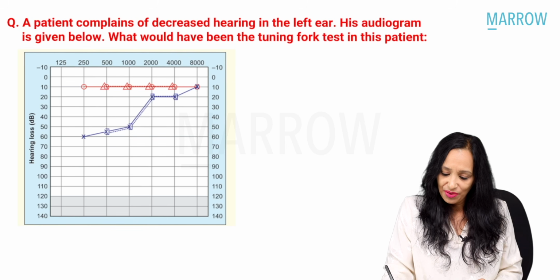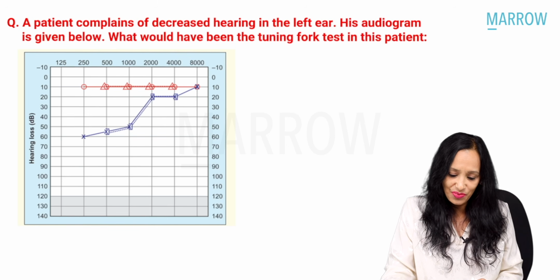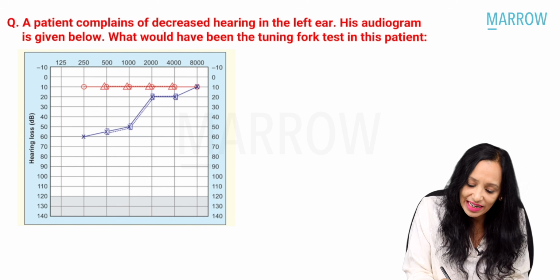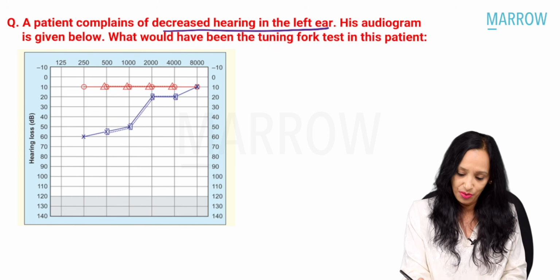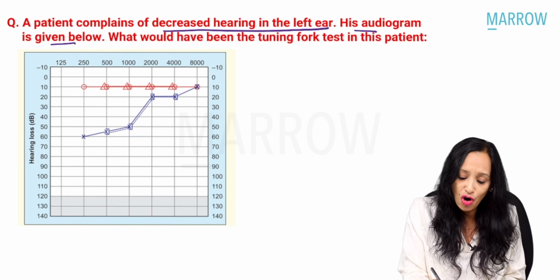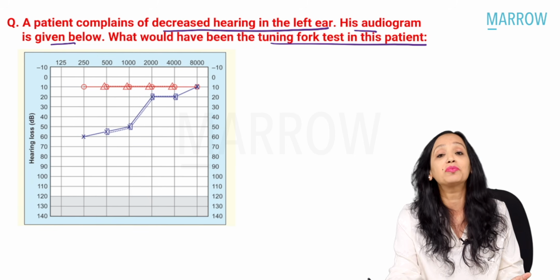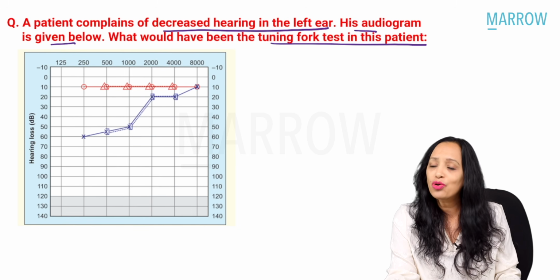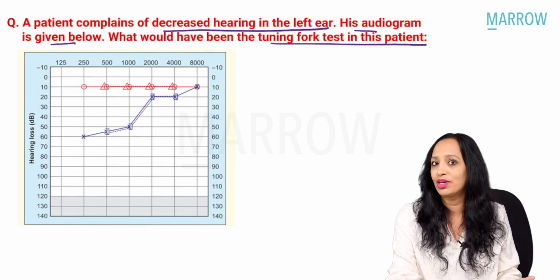Okay, now we had this question again recently. A patient complains of decreased hearing in the left ear. Okay, audiogram is given below. What would have been the tuning fork test in this patient? So in this patient, if you do not know how to read the audiogram, you will not have the answer.